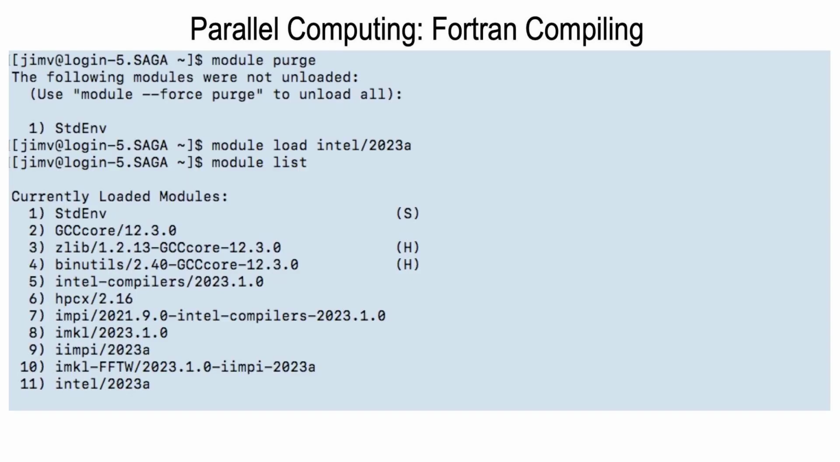Before utilizing the ifort compiler, we need to ensure access to the latest version of the Intel Fortran compiler. We achieve this by employing the module command. Initially, we clear our environment using module purge. Then we load the latest Intel version using module load intel/2023a. To see which modules are loaded with the latest Intel version, we can use the command module list.